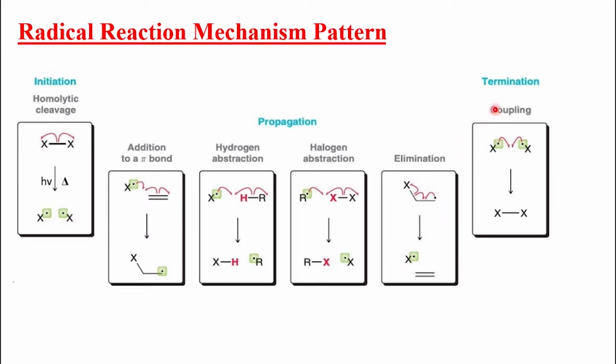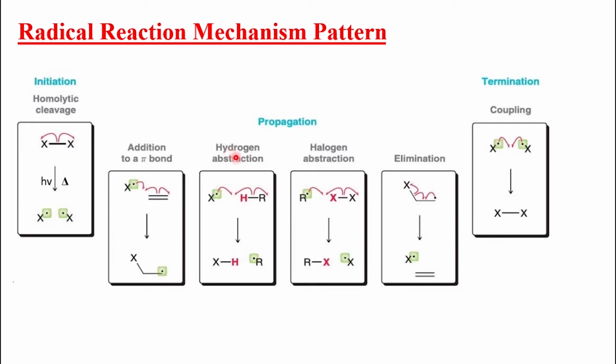In termination step, that is part of coupling pattern. In this, X radicals combine to form a new X-X compound. So you can see here, homolytic cleavage and coupling both are reverse processes. This is reactant to product and this is product to reactant. Similarly, addition to pi bond and elimination are reverse processes, because this reactant and this product are equal, and this product and this reactant are equal.